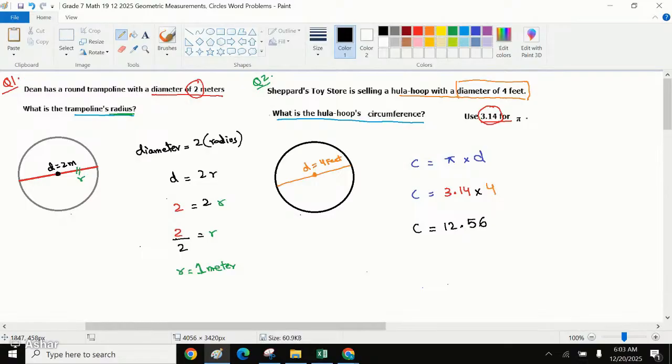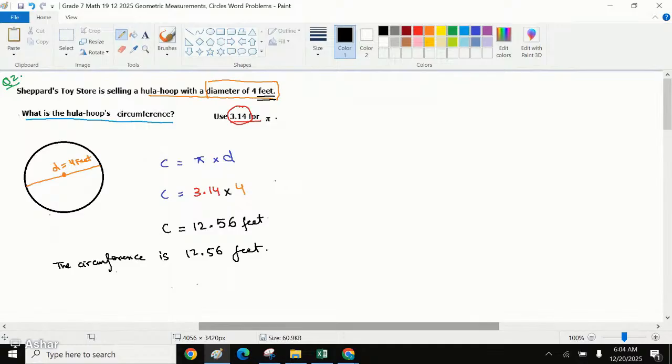When 3.14 is multiplied by 4, the circumference comes out to be 12.56. And what is the unit? It is feet. So the statement would be: the circumference is 12.56 feet. Agreed? Are there any questions related to this? No? Let's move on to the next question.